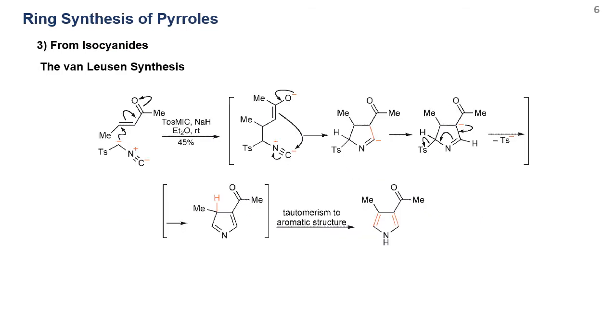The mechanism of this reaction starts from the deprotonation using base at the alpha position of the isocyanide group, because here the negative charge is stabilized by both the tosyl group and the isocyanide group. This negative charge is nucleophilic, which can then attack at the beta position of the alpha-beta unsaturated ketone, which will generate the enolate here. And this enolate is nucleophilic. This will attack at the terminal carbon of the isocyanide.